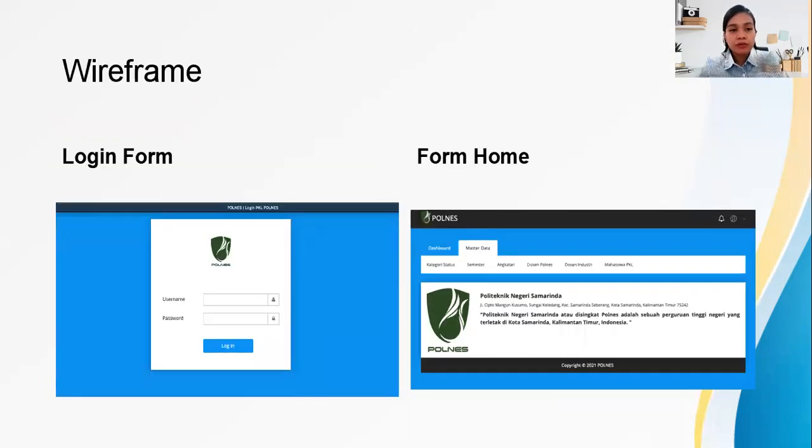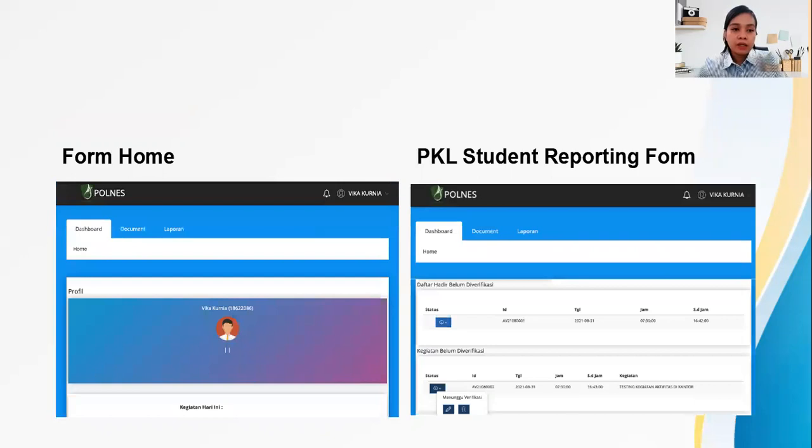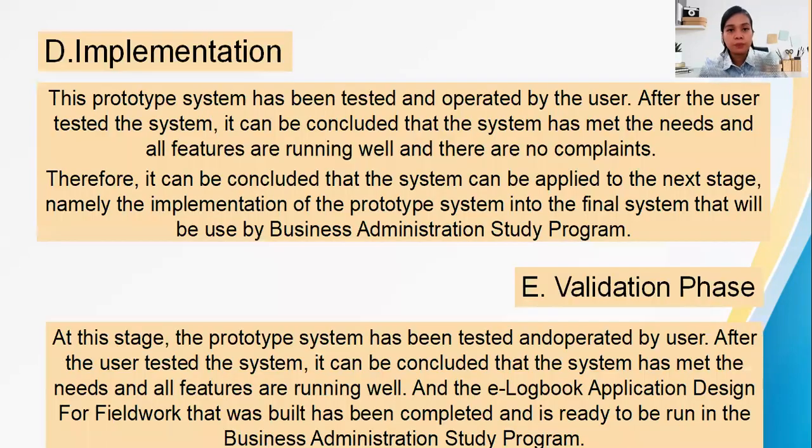So this is the wireframe, the form of the application. This is the login form, and then the home page, and this is the information about the student, their name and their picture. They can also use the dashboard to upload documents and things like attendance, and many more.